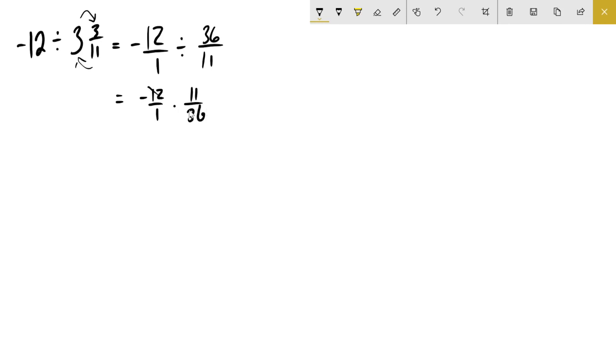Well, these are both divisible by what? 12 and 36 can be simplified because they're both divisible by 12. So 12 divided by 12 is 1. 36 divided by 12 is 3. So you're just left with 1 times 11 on top, 1 times 3 on the bottom, and a negative by a positive is negative. So negative 11/3. And 3 goes into 11, 3 times, with 2 left over. So that would be your mixed number answer for that one.